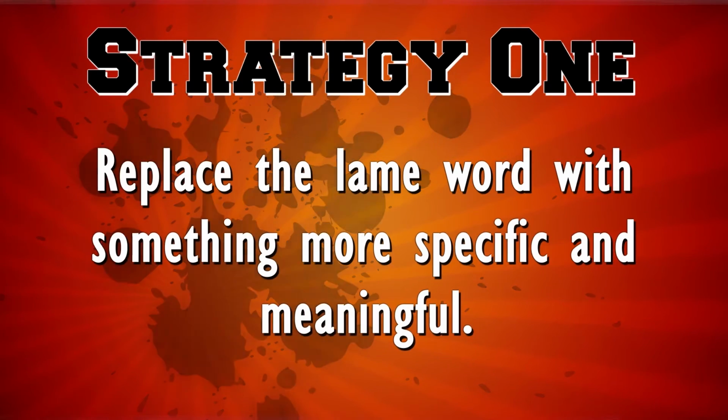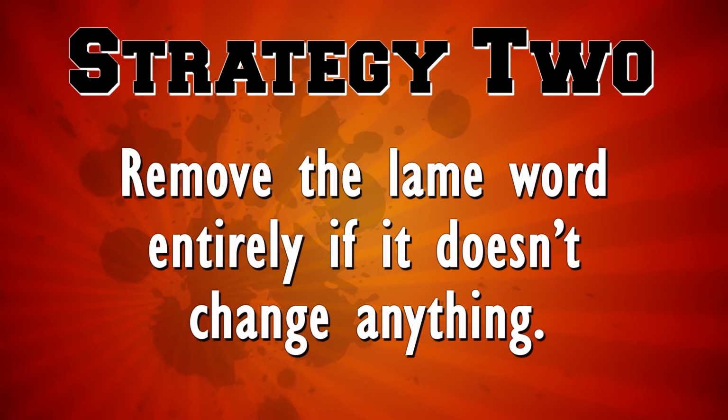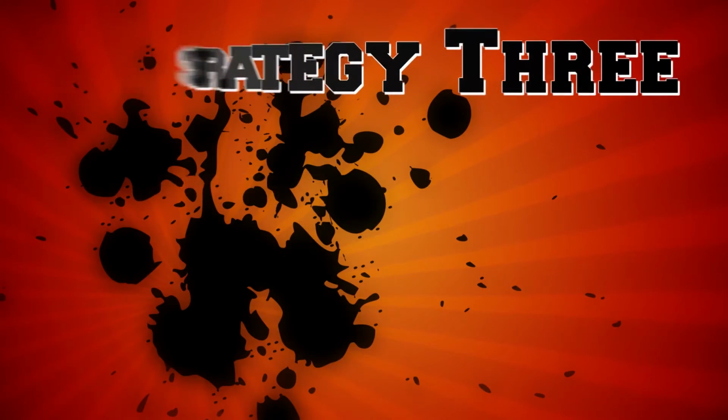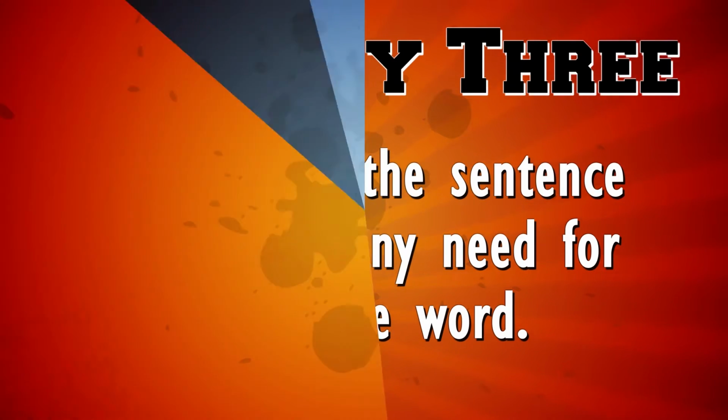Now that you've had a little practice identifying lame words in your writing, we need to learn how to fix them. There are several different ways you can do this. You could replace the lame word with something more specific and meaningful. You could remove the lame word entirely if it doesn't change anything. Or you could restructure the sentence to remove any need for the lame word. Let's look at an example.